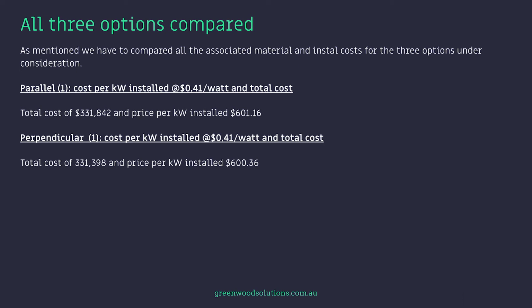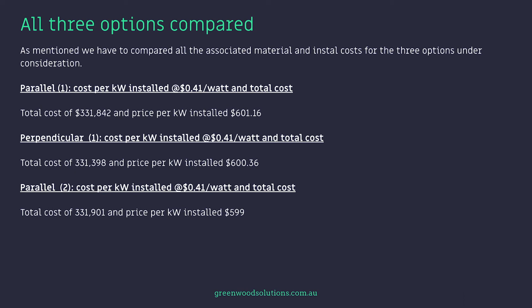Perpendicular 1, cost per kilowatt installed at 41 cents a watt, total cost of $331,398 and price per kilowatt installed, $600.36. Parallel 2, cost per kilowatt installed at 41 cents a watt and total cost. So we've got a total cost now of $331,901 and the price per kilowatt installed is $599.